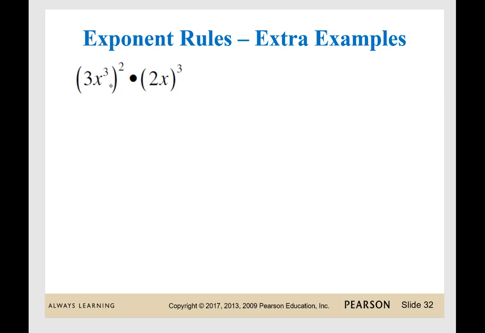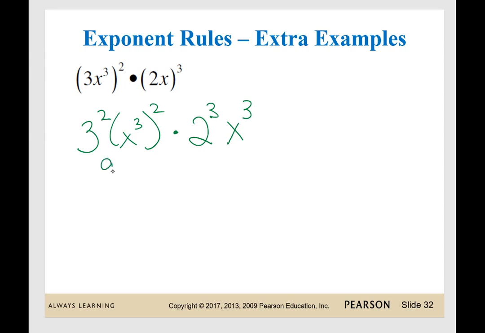First thing I notice is that both of these parentheses have powers. So I definitely need to get rid of those parentheses first. Everything here is going to get a square. The 3 is going to get a square, the x cubed is going to get a square. And then over here, the 2 is going to get a cube, and the x is going to get a cube. So I'm going to clean all this up first before I do anything else.